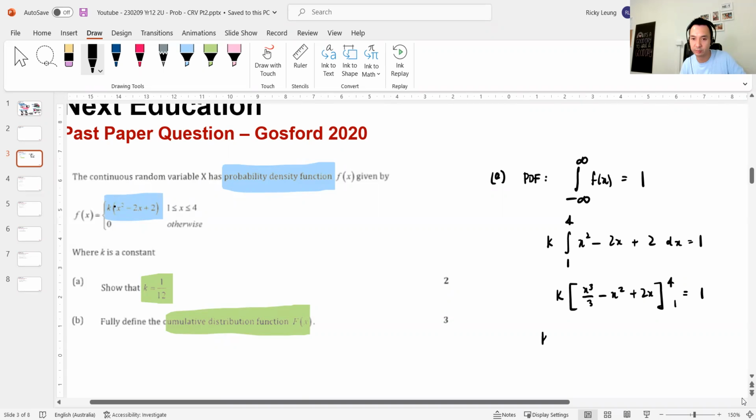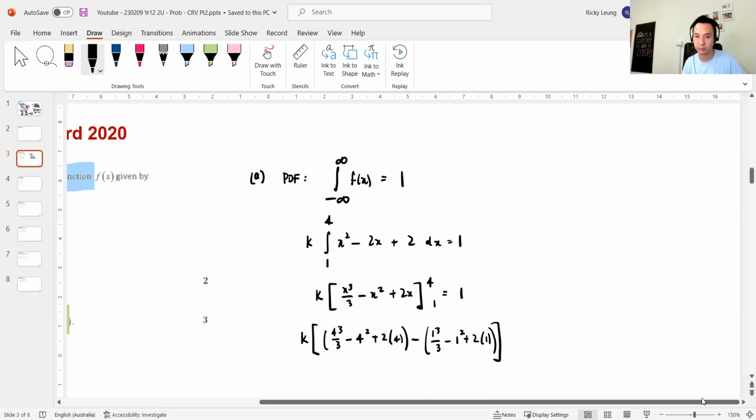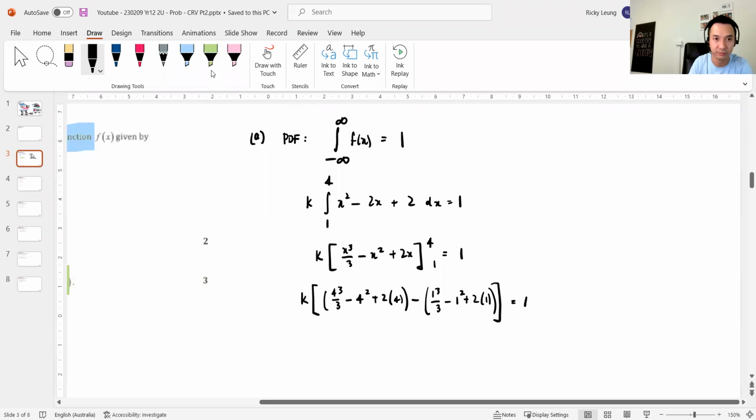Just a bit of algebra now. Sub in the 4, plus 2 times 4, sub in 1, minus 1 squared, plus 2 times 1, and that should equal 1. If you punch this into your calculator, unless I've done something wrong, 12k equals 1. Well, that's what the question's asking you to do, so it has to be the 12.